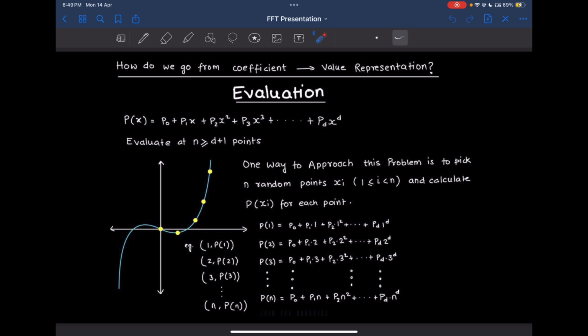One way to approach this problem is to choose random numbers of x. Let's say I'll sample the polynomial at x equal to 1, then x equal to 2, x equal to 3, x equal to 4, and so on and so forth, right? I'll do this d plus 1 times and I'll get all my d plus 1 points. I could also choose any other random points. So this is one way to approach the problem.